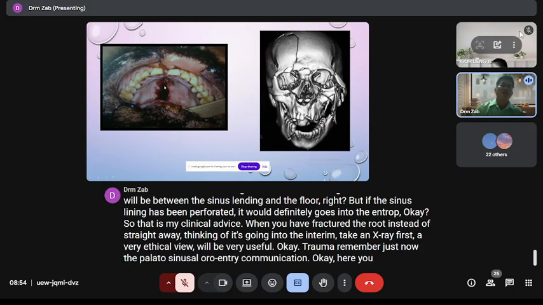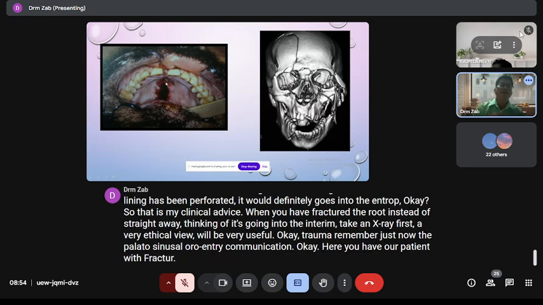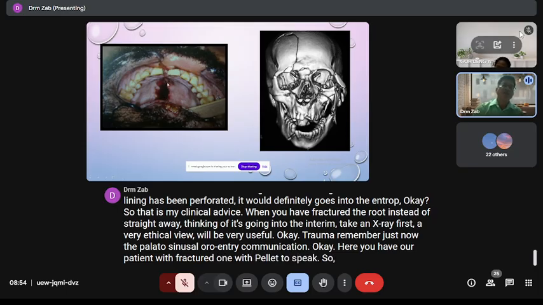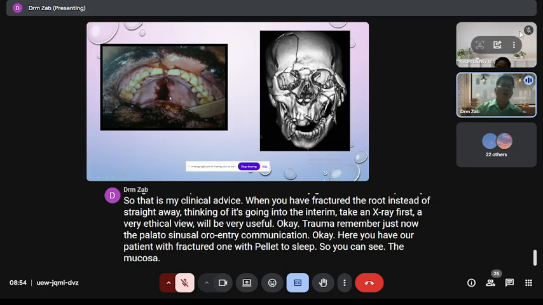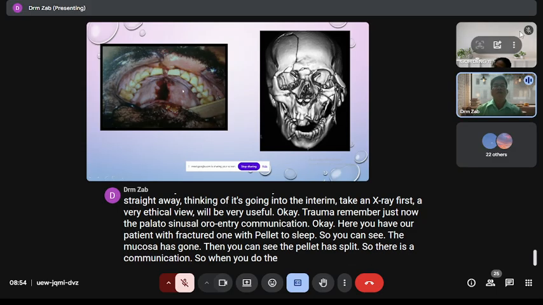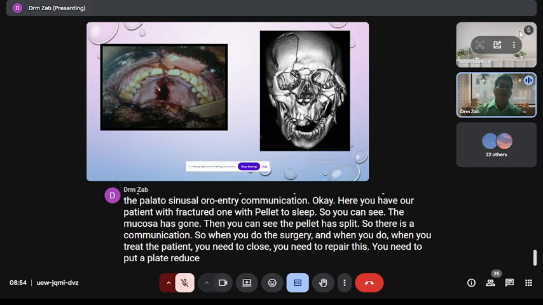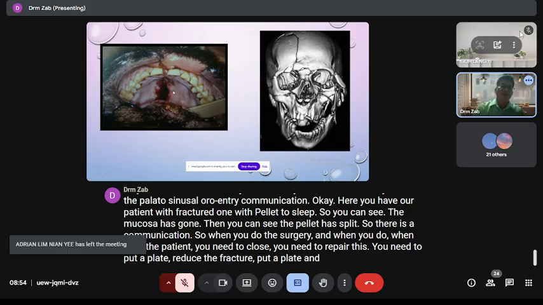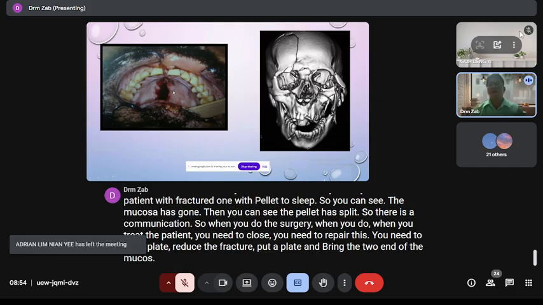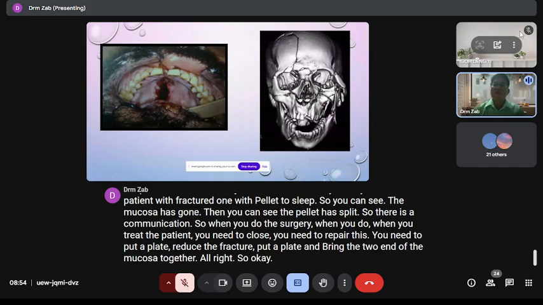Okay, here you have a patient with fractured left Lefort 1 with palatal split. So you can see the mucosa has torn. Then you can see the palate has split. So there is a communication. So when you do the surgery, when you treat the patient, you need to close and repair this. You need to put a plate, reduce the fracture, and bring the two ends of the mucosa together. All right.